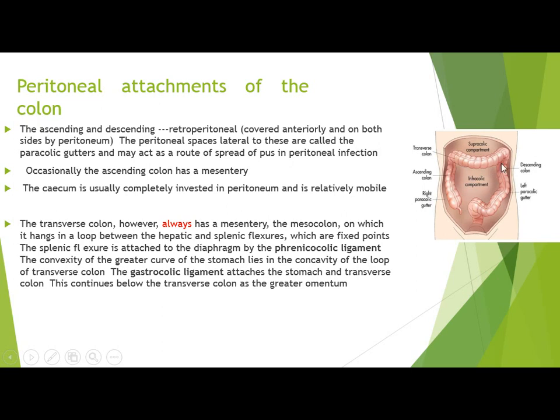which hangs between the hepatic and splenic flexures, which are fixed points. The splenic flexure is attached to the diaphragm by the phrenicocolic ligament. Here is the location of the phrenicocolic ligament. The greater curve of the stomach lies in the concavity of the transverse colon and is attached to the transverse colon by the gastrocolic ligament. The mesocolon continues below the transverse colon as the greater omentum, and superiorly is attached to the anterior inferior surface of the pancreas.